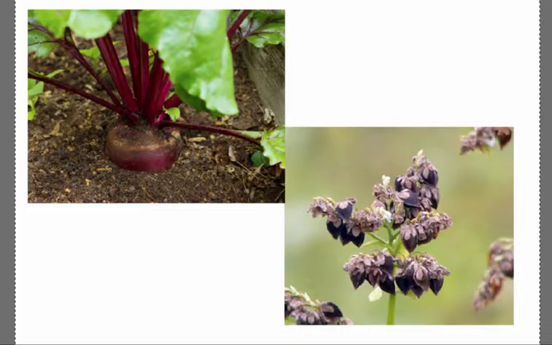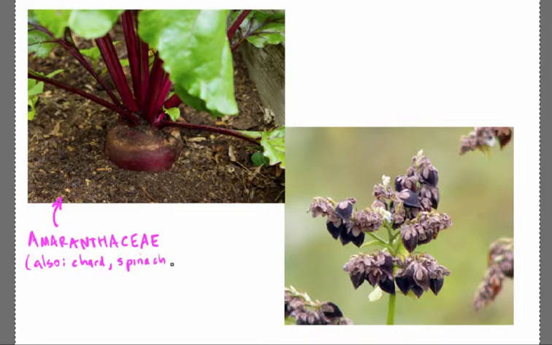In fact, a lot of our veggies, beets, Swiss chard, spinach, quinoa, are all part of the family Amaranthaceae. And then there's also the Polygonaceae that gives us buckwheat, shown down below.